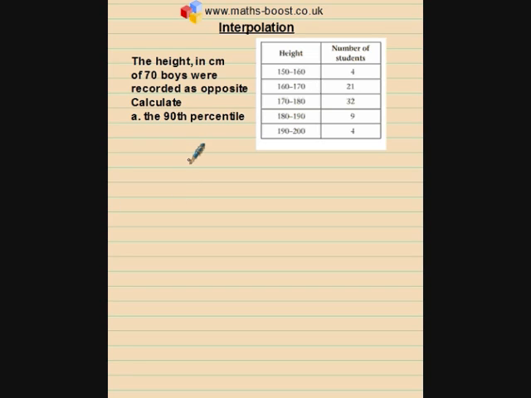We're presented with a problem here. The height in centimetres of 70 boys were recorded as opposites, and we're asked to find the 90th percentile. And we can see this is a grouped frequency table. Because it's grouped, we're going to have to use interpolation. So we're going to use our 3 steps.